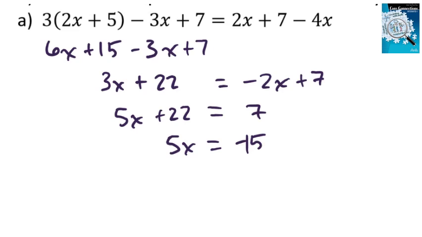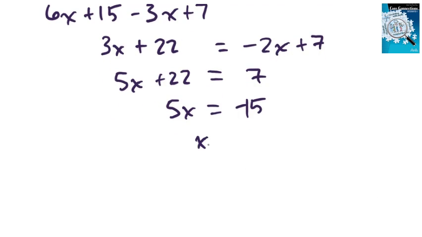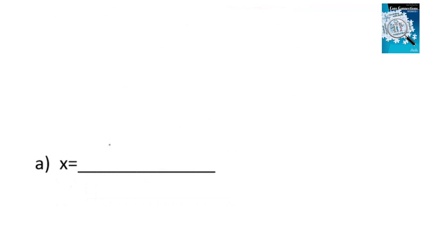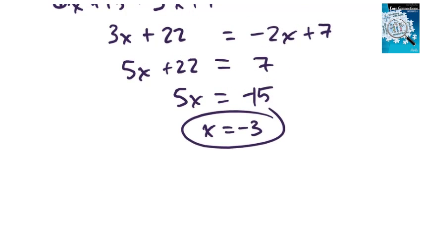And then finally, I'm going to divide both sides by 5. And when I do that, I get that x has to equal the number -3. So there's room for the answer way down here, right? x is the number -3. However, it does say include a check for this problem.